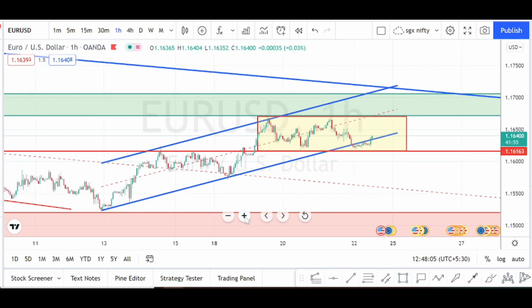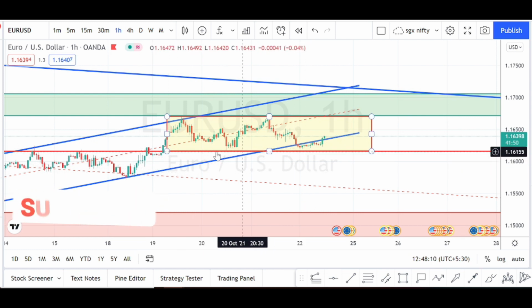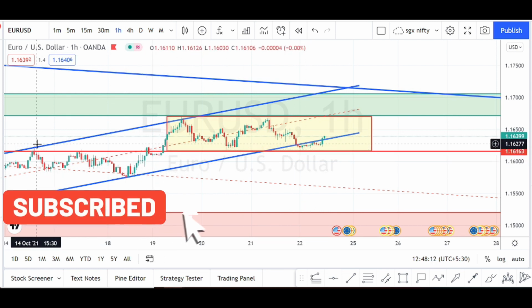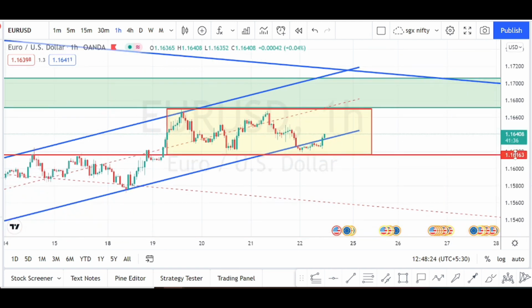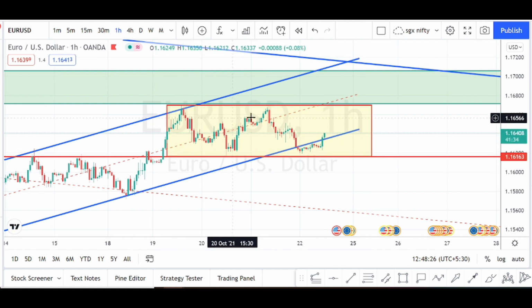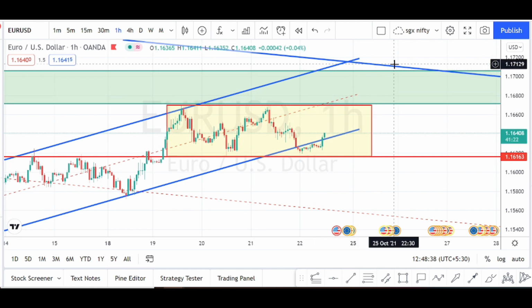So we know that it is a range bound market. Here also we can notice that it tried to break this dynamic support, but it took support over the previous high and is retracing back. As long as this rectangle pattern is not broken, we can say that it is a range bound market. Let's hope that it breaks this resistance over here and starts its uptrend.